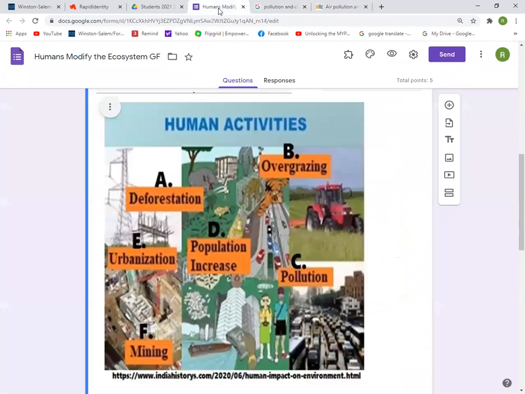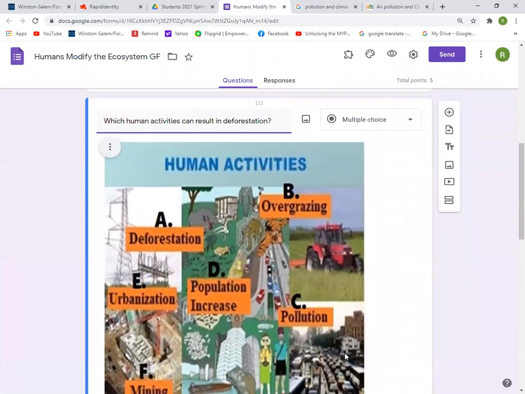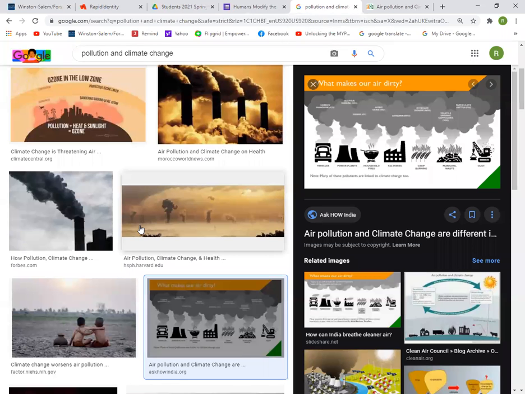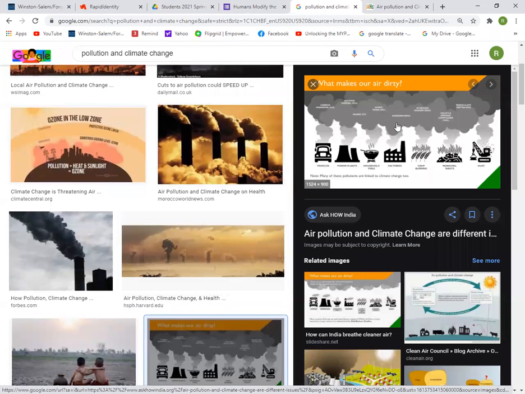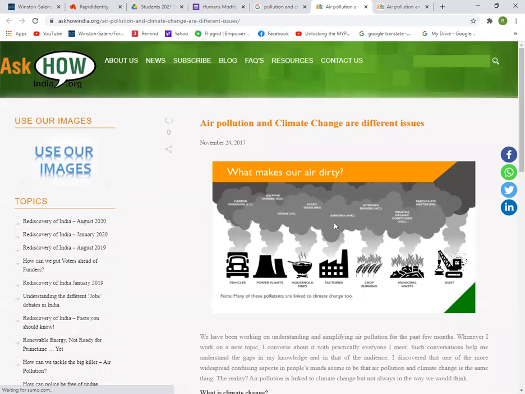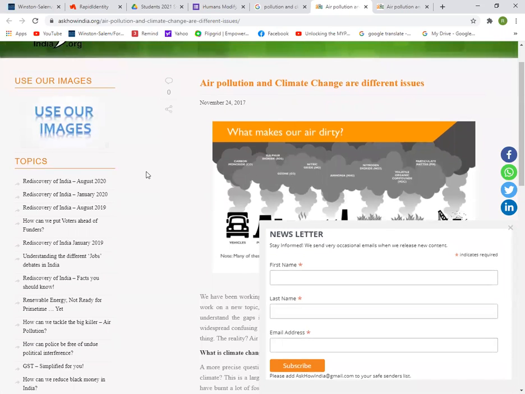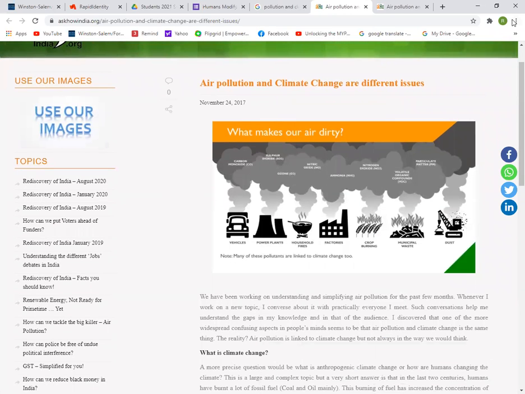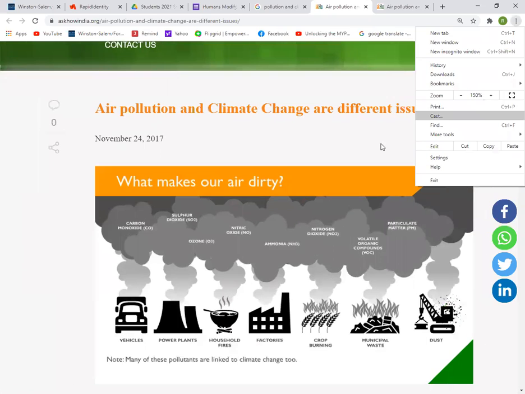So let's go to the other human activities. After that, we have pollution. Now, this picture shows us a lot about pollution, but let's focus on this one. How do we produce those pollutions? So these are some of the things that we need to consider. I'll make it bigger so that you will see them better.